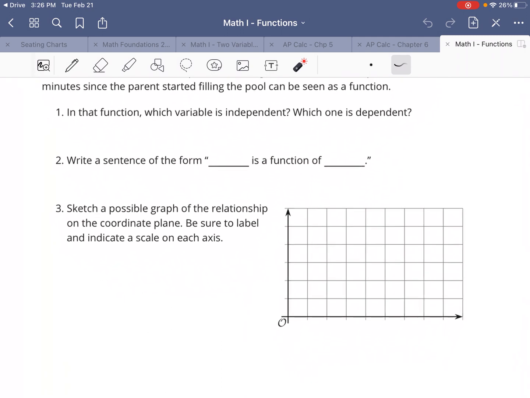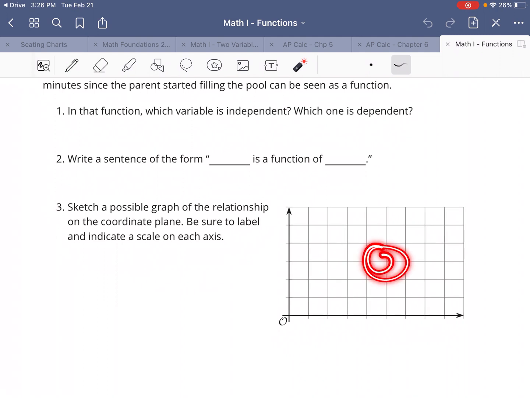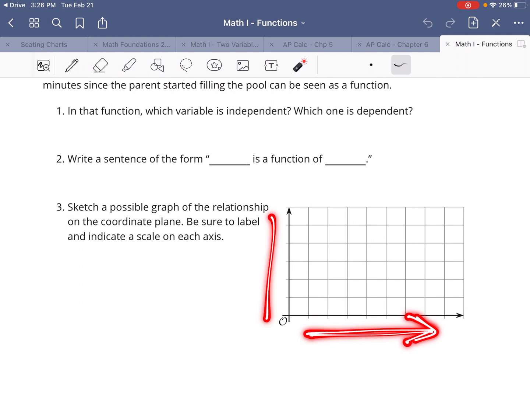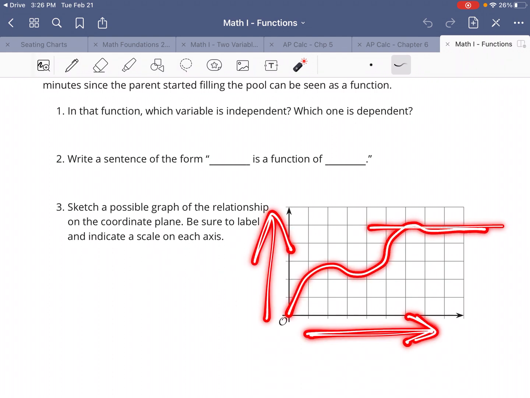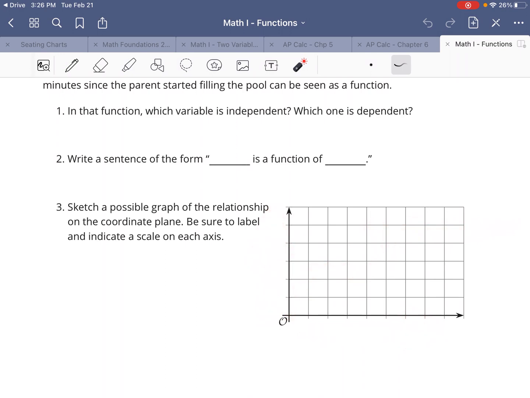And then when you sketch a possible graph, make sure you click on this graph and you click on Open Drawing Editor, and that'll help you figure out how to sketch the drawing, but make sure you label it. Tell me what quantity goes on the horizontal axis, the independent variable. Tell me what quantity goes on the vertical axis, the dependent variable, and then sketch a graph, whatever it looks like. If you have any other questions, let me know.